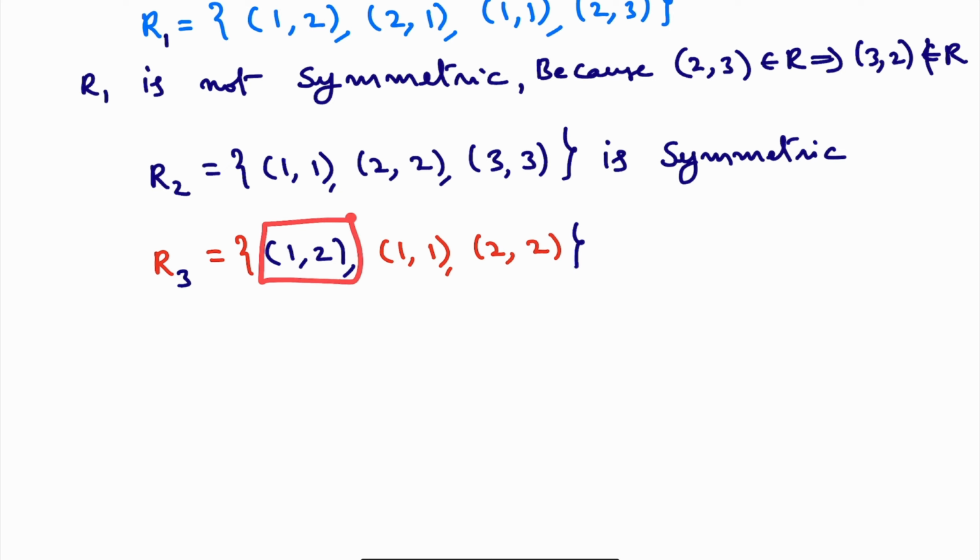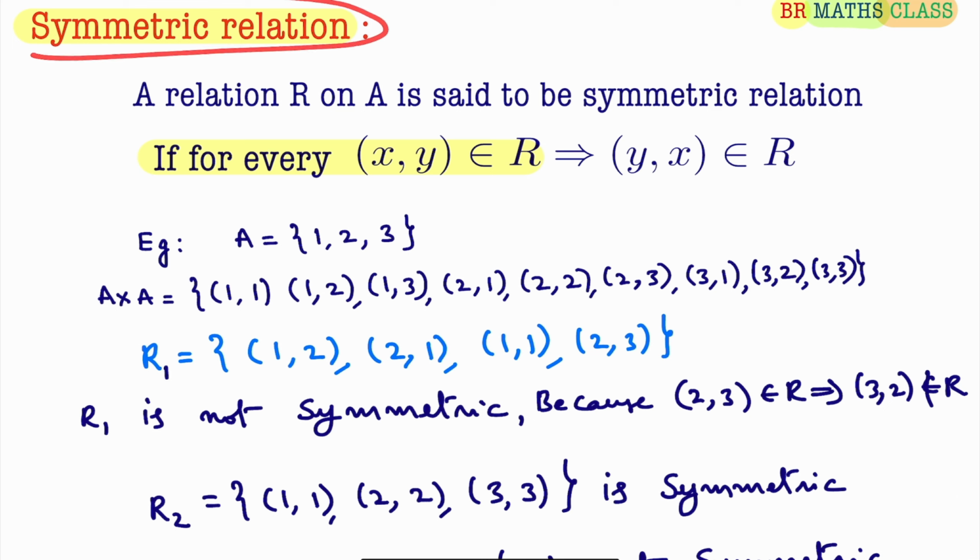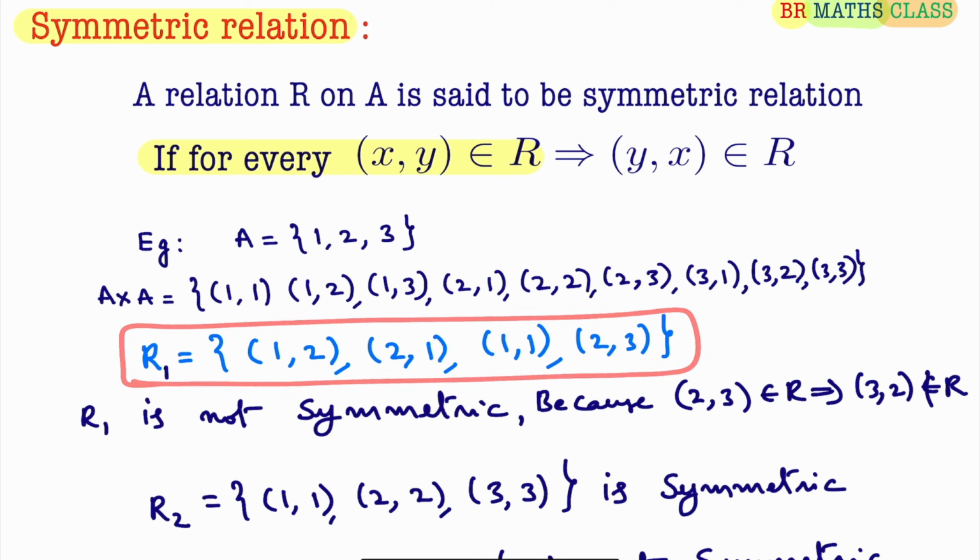For every ordered pair (x, y) in the relation, (y, x) also must be present in this relation. When you identify one ordered pair (x, y) for which (y, x) does not belong to this relation, in that case directly you can say that that relation is not symmetric. I hope you understand how to check whether a given relation is symmetric or not.